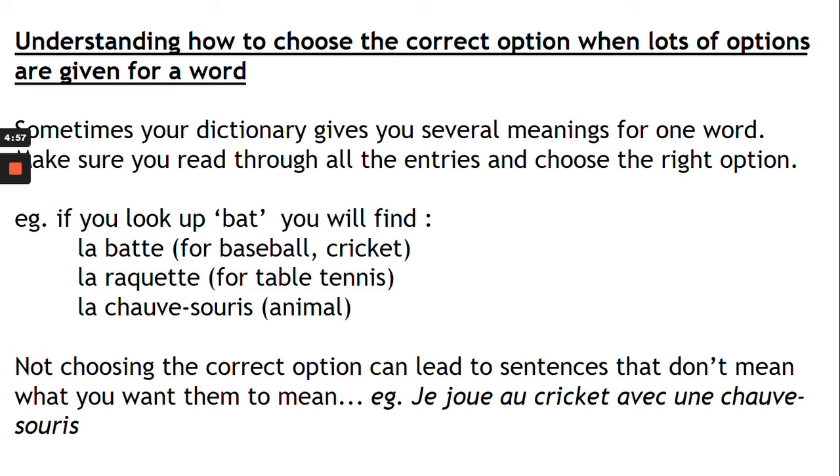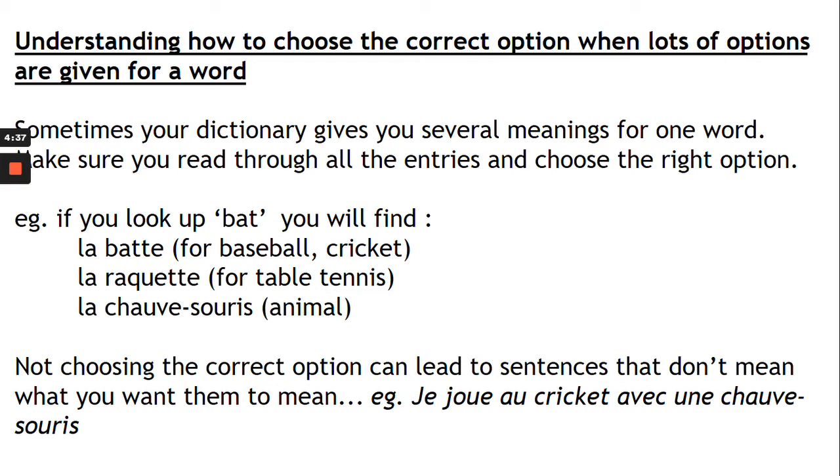So now for the second part of this dictionary skills lesson. Sometimes when you look up the meaning of a word, particularly with nouns, there may be more than one meaning. And if you think about that, that works the same way in English. We sometimes have, for example, the word bat, it can mean different things in English as well. So how do you know what is the right option?